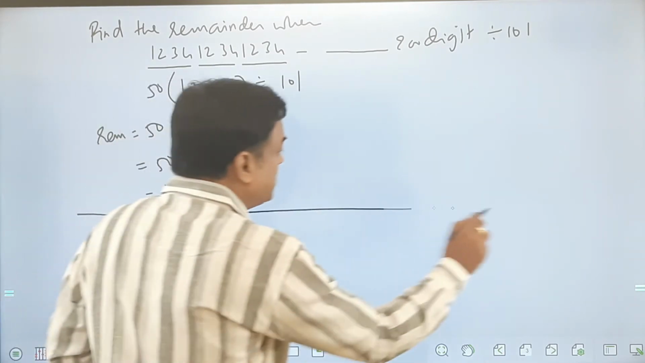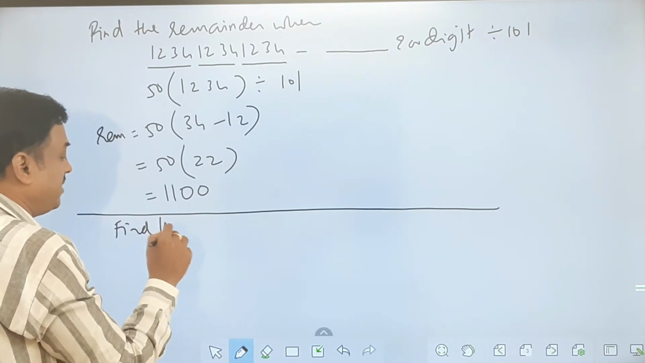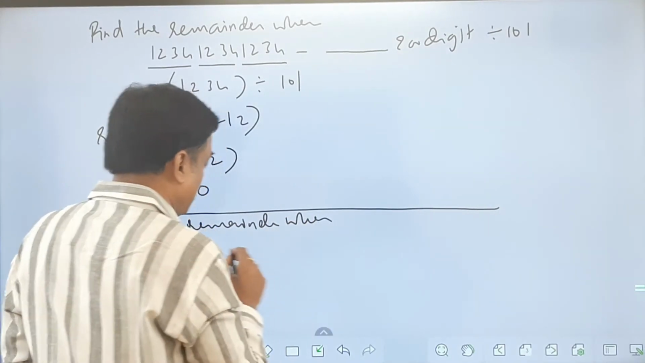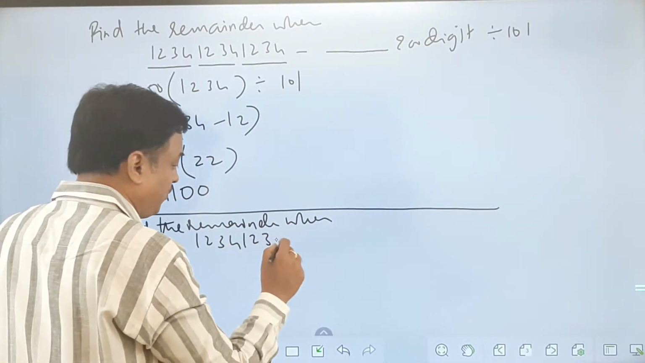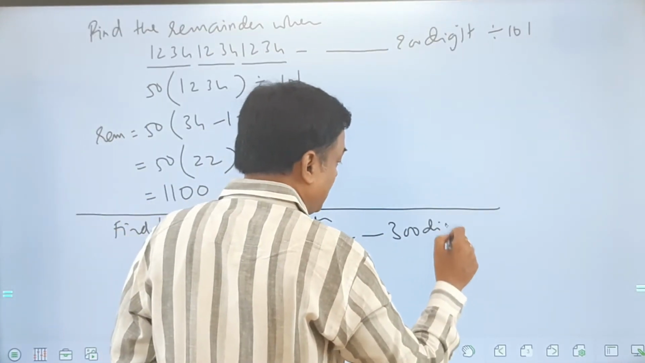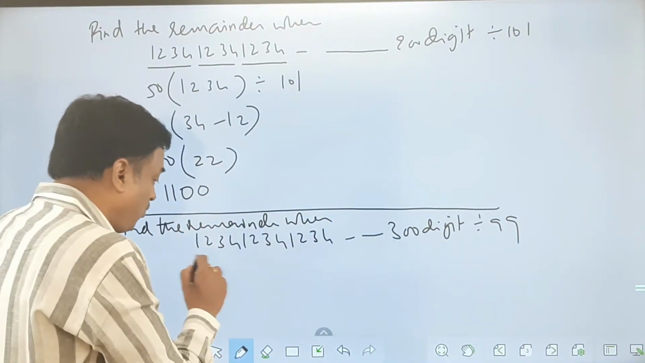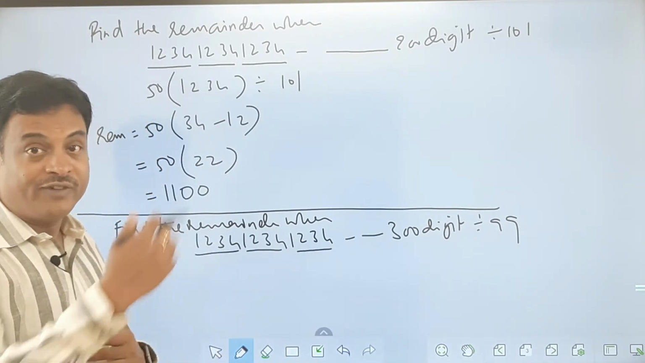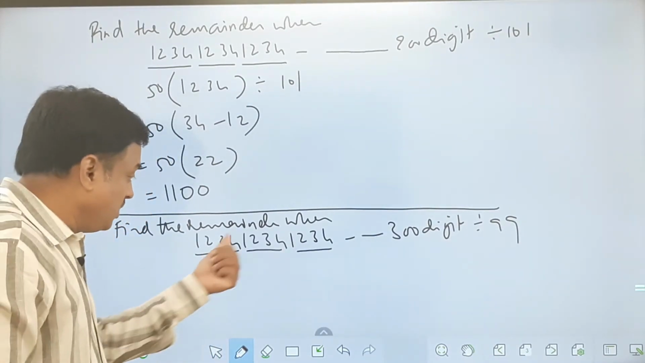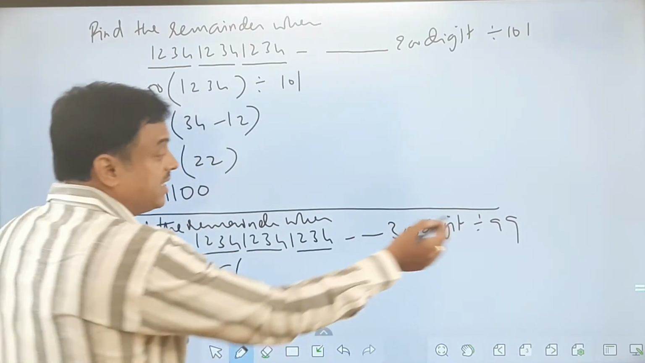Now quickly one more question. Instead of 101, if it is 99, then what happens? Same question. Find the remainder when 1234 1234 1234, and so on up to 300 digits, is divided by 99. Now 4 units, 4 units, 4 units, like that I have for how many times? I have 300 digits, so 300 divided by 4 means you'll get 75 units, since you are dividing by 99.